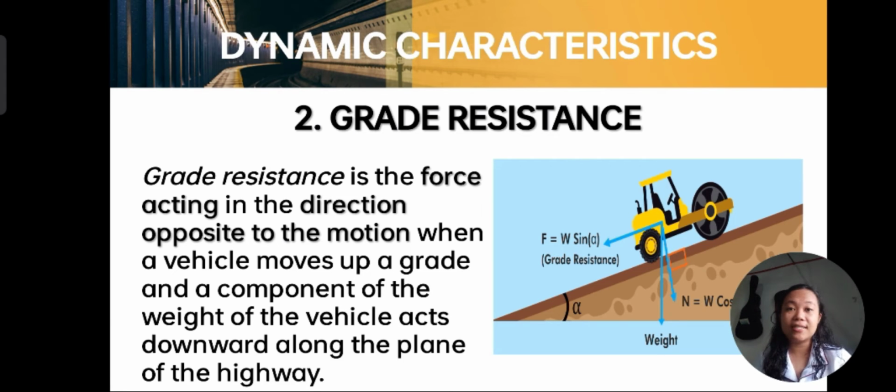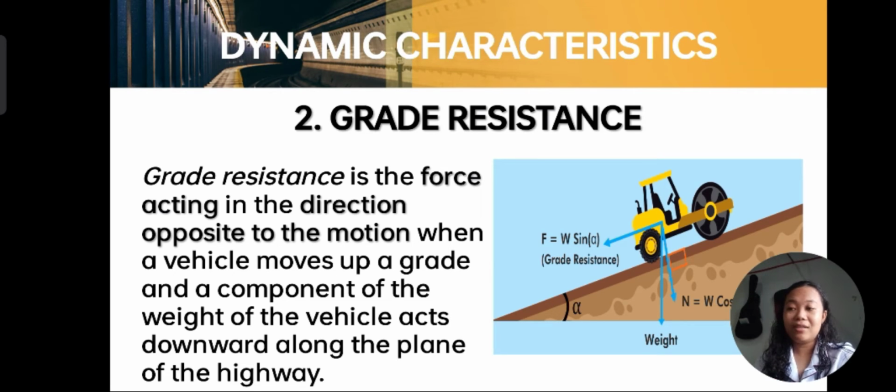Now let's move on to the second dynamic characteristic, which is the grade resistance. The grade resistance is the force acting in the direction opposite to the motion when a vehicle moves up a grade, and the component of the weight of the vehicle acts downward along the plane of the highway. For example, this vehicle is moving upward, and the grade resistance pulls downward, since one of the factors is gravity.